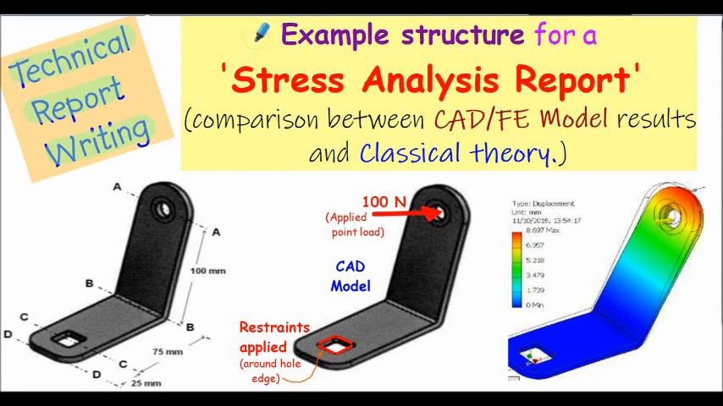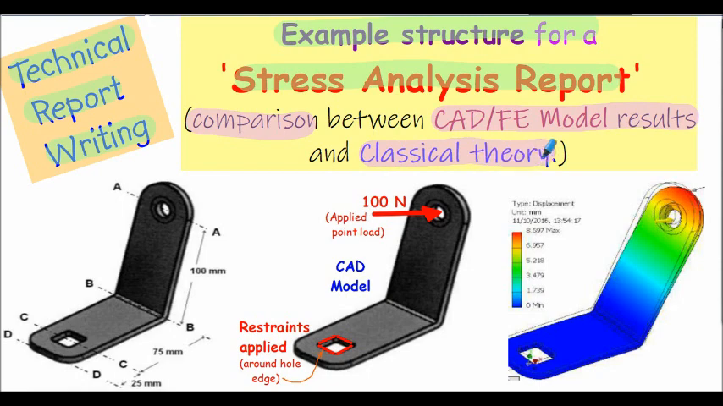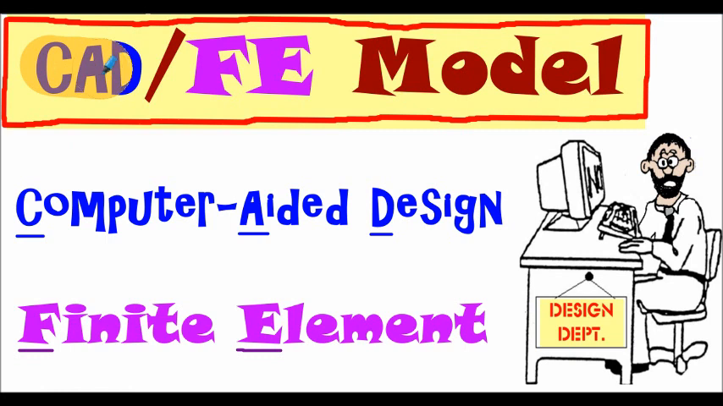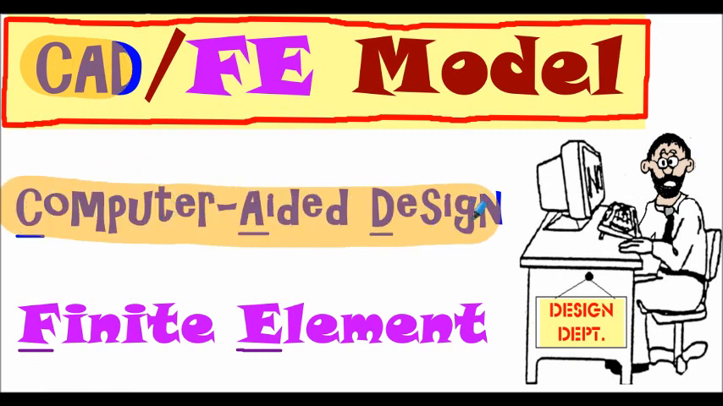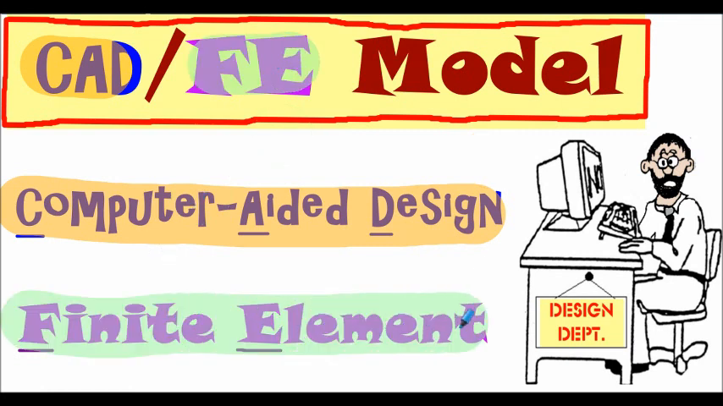Within this presentation we're going to consider an example structure for a stress analysis report, within which we're going to undertake a comparison between the results from a CAD-FE model and the results from classical theory, in other words hand calculations. Note for reference, the acronym CAD means Computer Aided Design, a typical software package used for 3D modeling, and the acronym FE means finite element. In other words, in this case, the CAD model is analysed using the inbuilt finite element software.